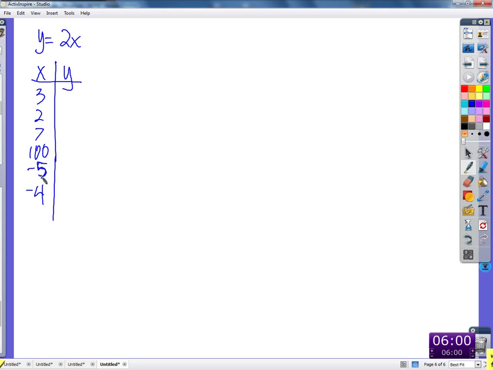Are all these inputs gonna work? Okay. 3 will be related to what? 6. And 2? 4. 14. 200. Negative 10. Okay. Hey, look at that. We have a bunch of inputs and outputs. Are those all the inputs and outputs? No. How many are there? An infinite number. You cannot count all of the inputs and outputs.